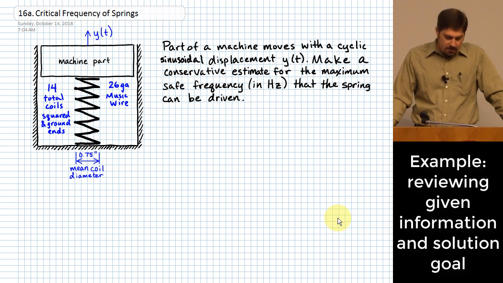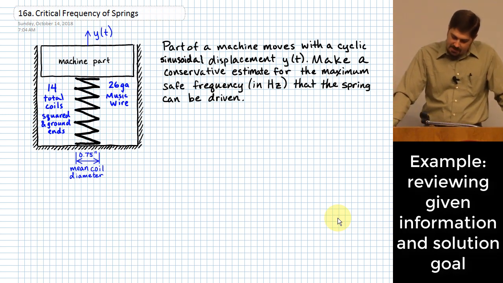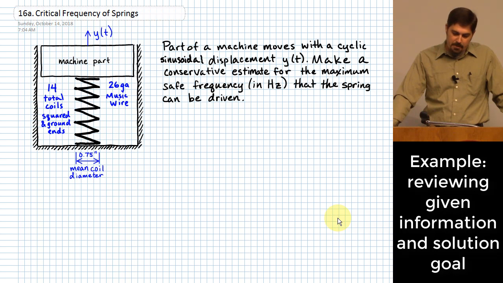Okay? And so here's an example where we can come up with maybe how fast we can drive a spring safely before it starts getting into this kind of an effect. What frequency can we drive it at? All right, for this exact problem, it says that we are applying a sinusoidal displacement, so a time-dependent displacement to the spring. The spring has 14 total coils and is composed of 26 gauge music wire.